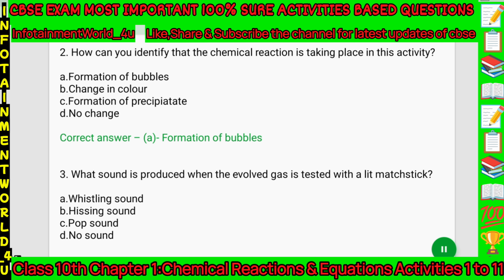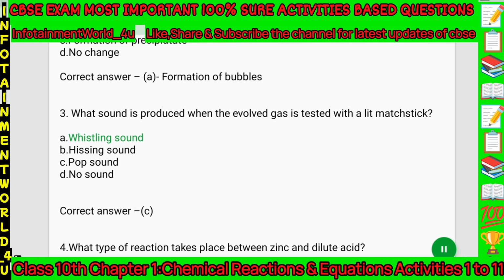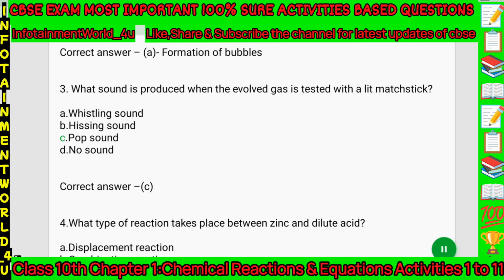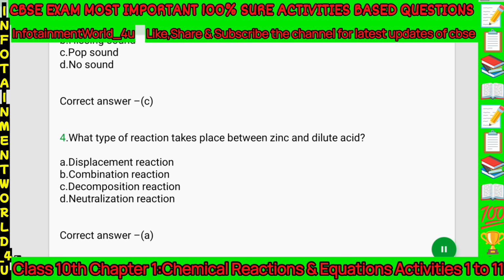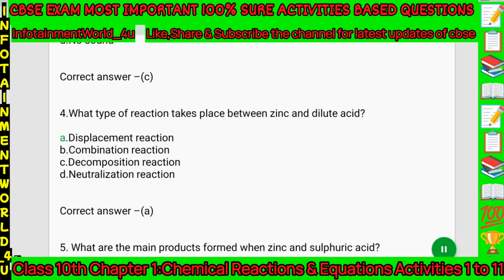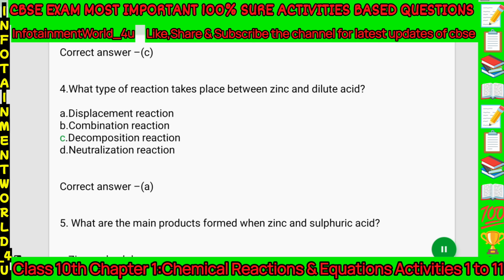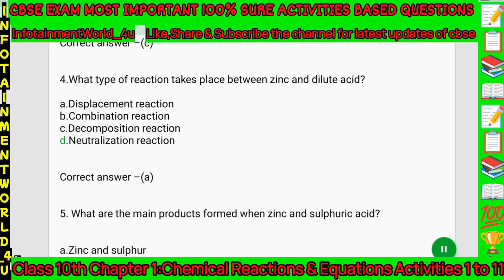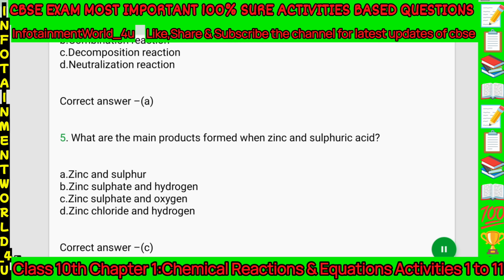Formation of bubbles. 3. What sound is produced when the evolved gas is tested with a lit matchstick? A. Whistling sound. B. Hissing sound. C. Pop sound. D. No sound. Correct answer: C. 4. What type of reaction takes place between zinc and dilute acid? A. Displacement reaction. B. Combination reaction. C. Decomposition reaction. D. Neutralization reaction. Correct answer: A.